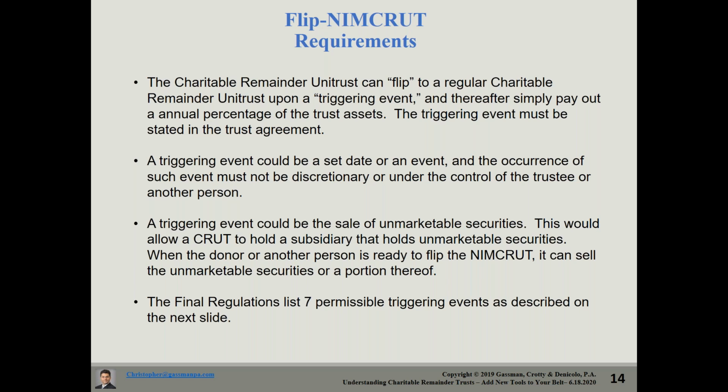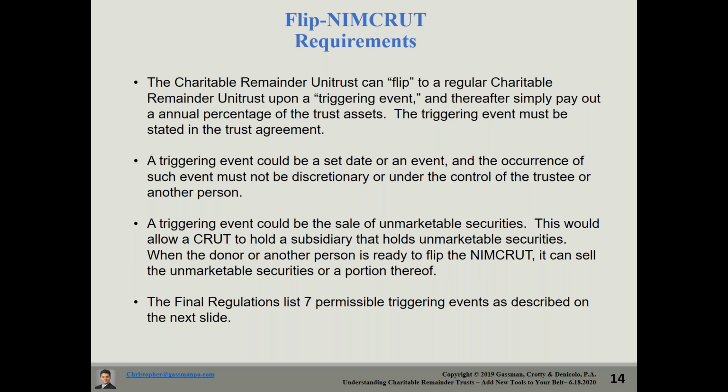Now, to have this Flip-NIMCRUT, you have to have a triggering event apply under the trust. So the trust instrument must say, upon the occurrence of this event, this triggering event, whatever it is, which could be a set date or an event. The IRS has a list of 7 permissible events in final regulations. We'll talk about those in a second. And then upon occurrence of that triggering event, you would have the makeup provisions apply so that the non-charitable beneficiary can receive distributions associated with the unit trust payments that were missed.